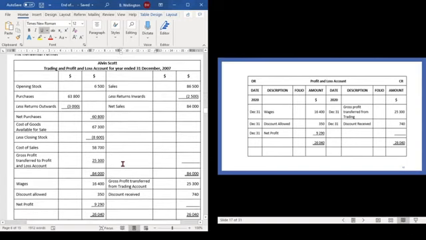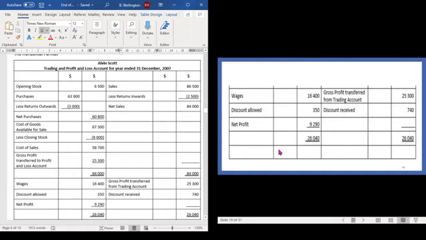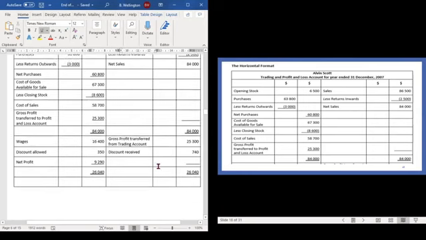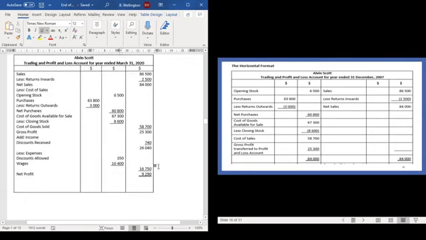horizontal style of presentation. Now we can also show our trading and profit and loss account using a vertical style presentation, where the accounts are listed on the left hand side and the values are shown on the right hand side in columns. All right, now you'll see that again we're ending up with the same gross profit and the same net profit, but this may be a little better to understand.